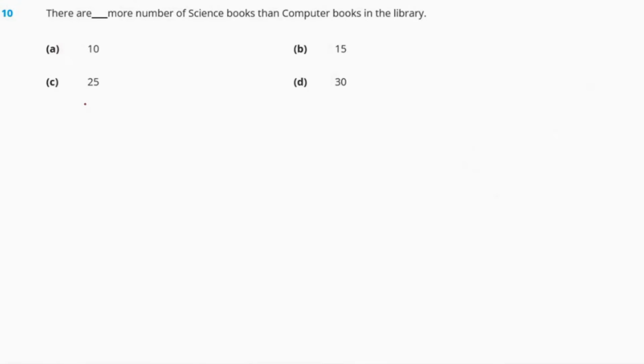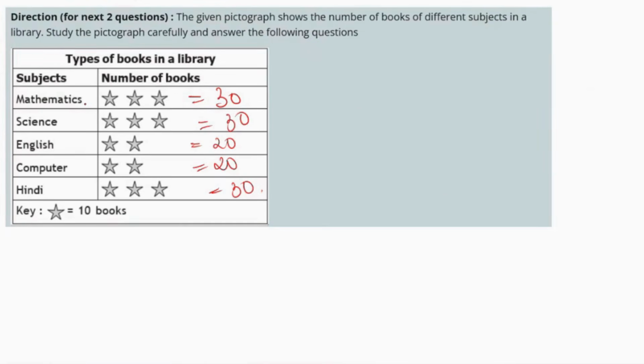Question 10, there are dash more number of science books than computer books in the library. Okay, now we have to compare the number of science books and computer books. So let us again go to the pictograph. Now, the number of books of computer is 20. Meanwhile, the number of books of science is 30.